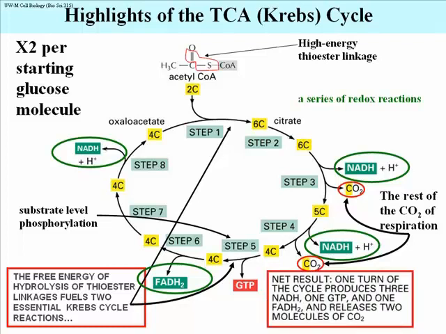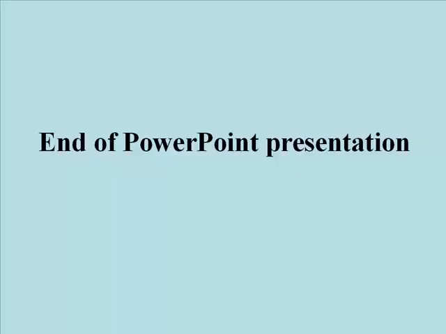So the net result of one turn of the Krebs cycle is to produce 3 NADHs, as it says here, a single molecule of GTP in higher organisms or ATP in bacteria, and 1 FADH2, and the release of 2 molecules of carbon dioxide. Remember, just multiply everything in that box by 2 to get the number of these things per glucose that you started with. And that brings us to the end of this presentation.